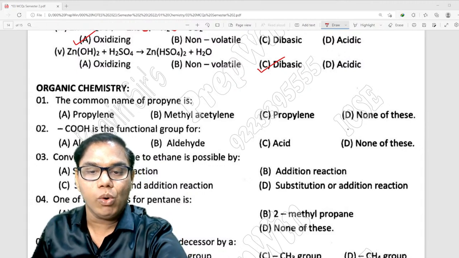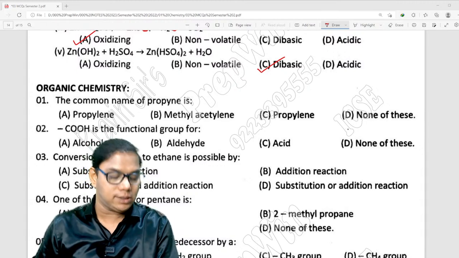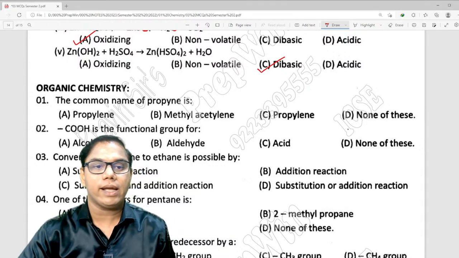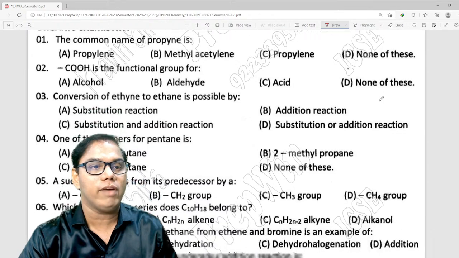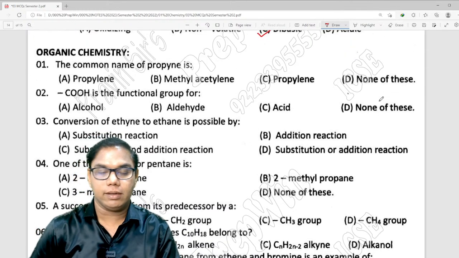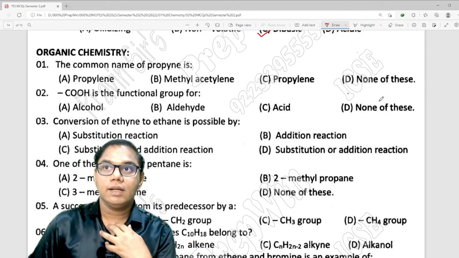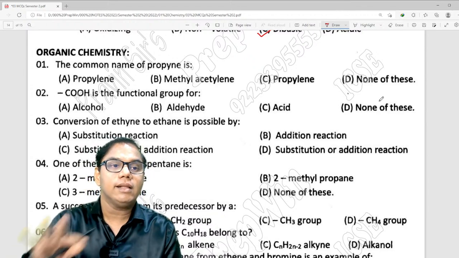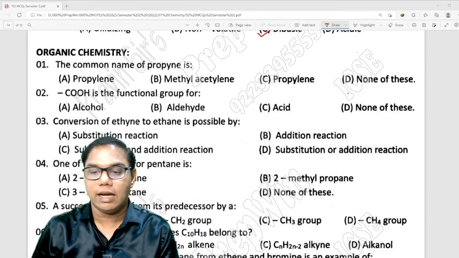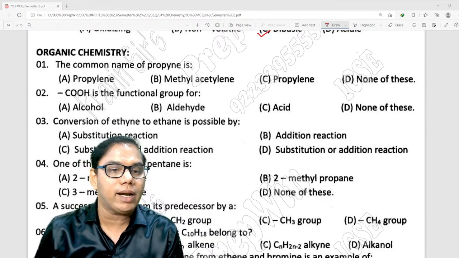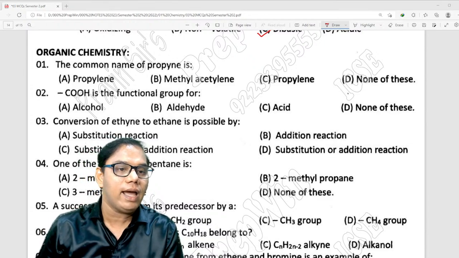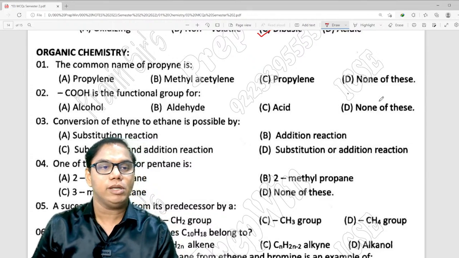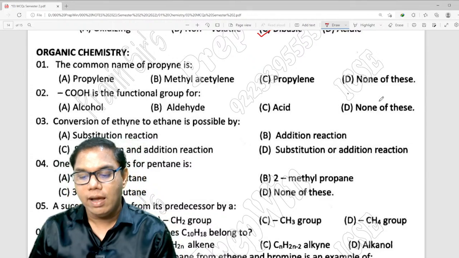Okay, let's move on to the last chapter. That is organic chemistry. I always believe this is a chapter that students either like it or hate it. There is no middle feeling for this chapter. Ya to bachcho ko ye chapter acha lagta hai or else they hate this chapter. Chalo, fatafat kuch questions lete hai and we will end this.